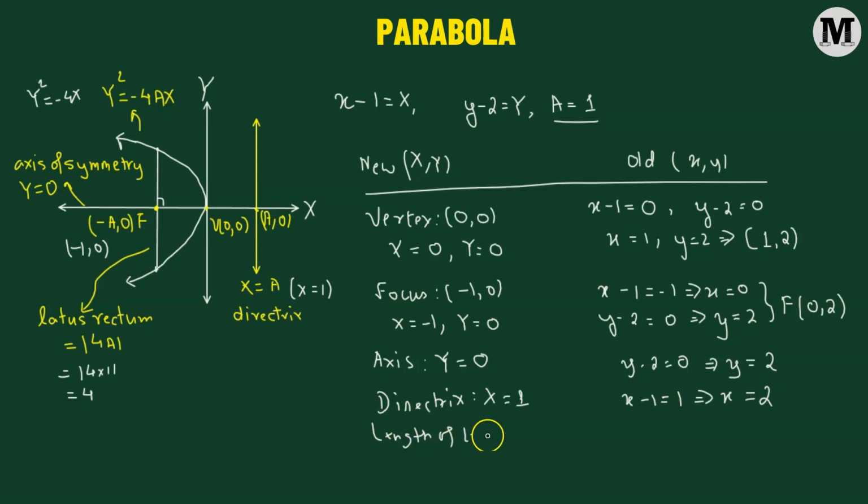Length of the latus rectum came out as 4 units. So that's also going to stay as 4 units because the shape of the parabola remains unchanged, whether we use the new coordinate system or the old coordinate system. So we have successfully obtained the coordinates of the vertex, that's 1, 2. Coordinates of the focus is at 0, 2. Equation of the axis is y equals 2. Equation of the directrix, that's x equals 2. And the length of the latus rectum is 4 units.